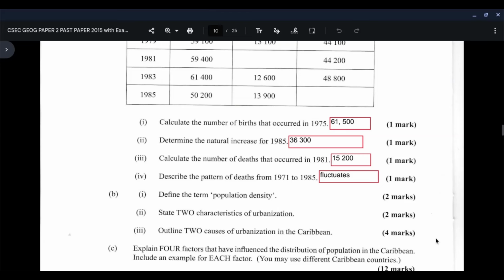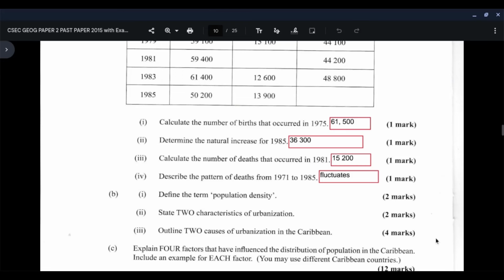You have higher population density, and you have the development of infrastructure, due to the fact that you have more persons leaving the rural areas heading into the urbanized areas, so they will be improving the urban areas to meet the needs of its growing population. Once you are able to identify any 2, then 2 marks should be yours. Part 3 asks that you outline 2 causes of urbanization in the Caribbean.